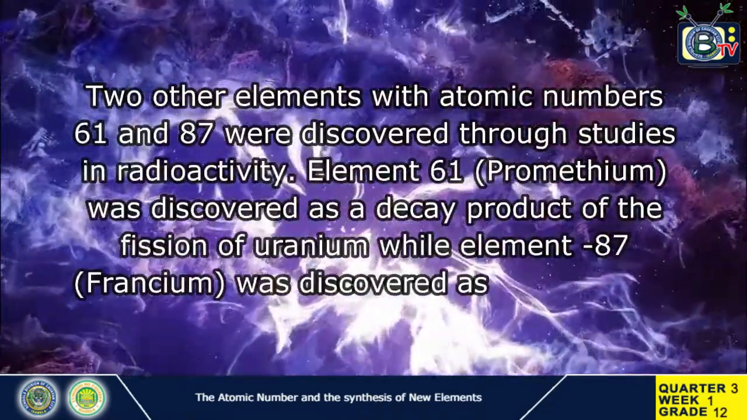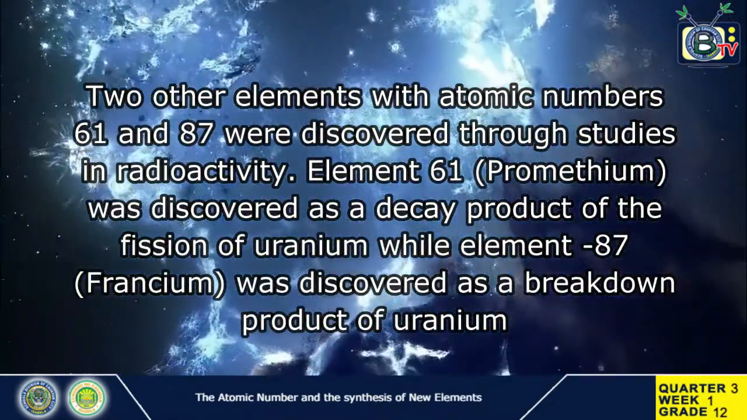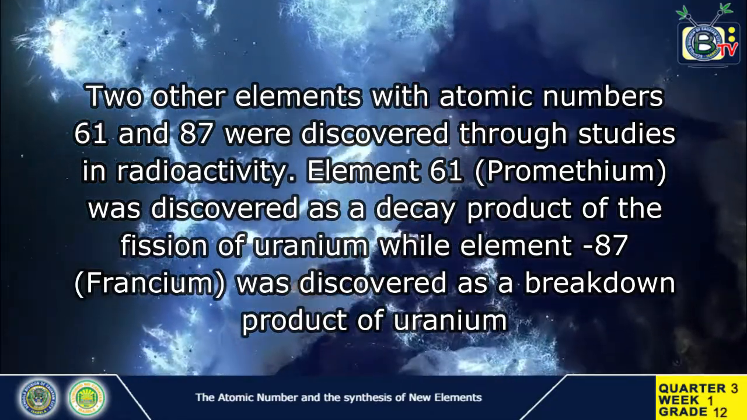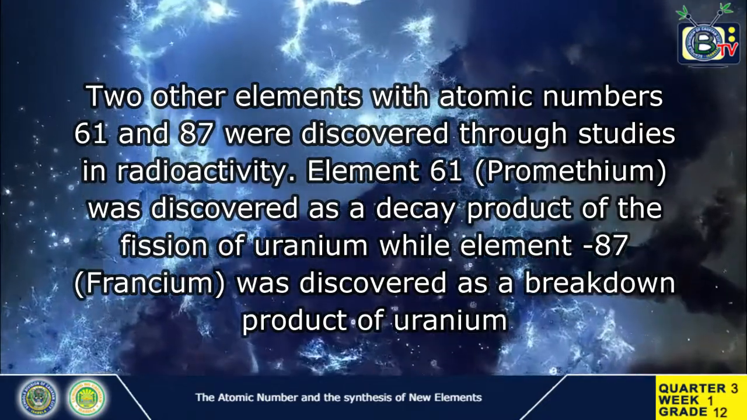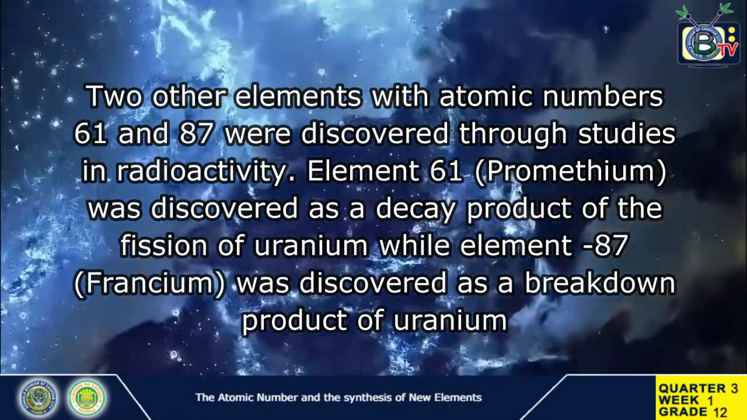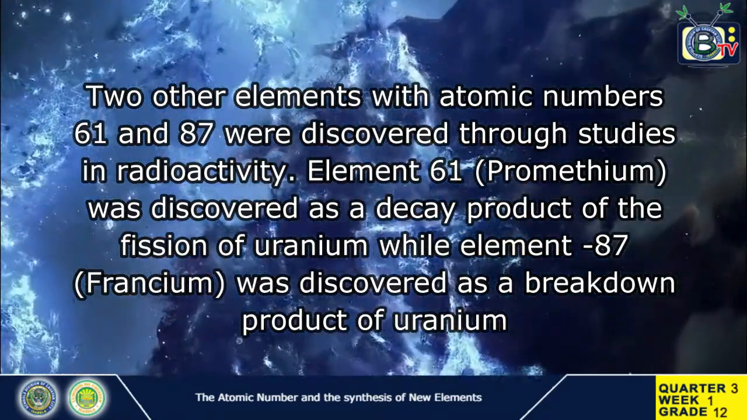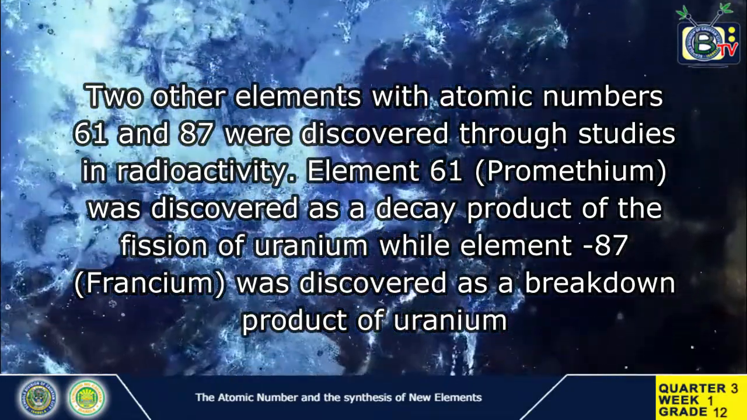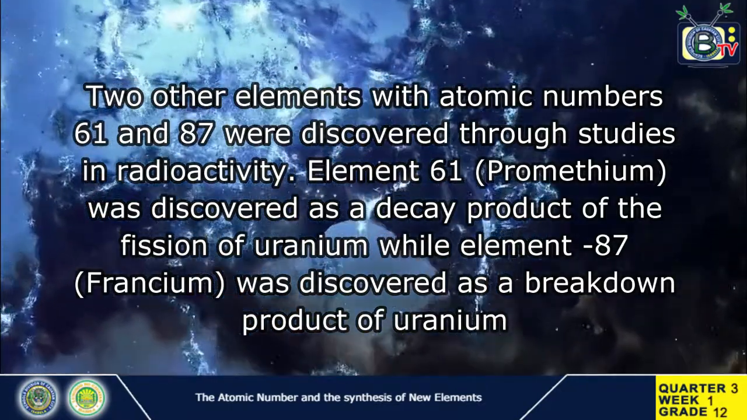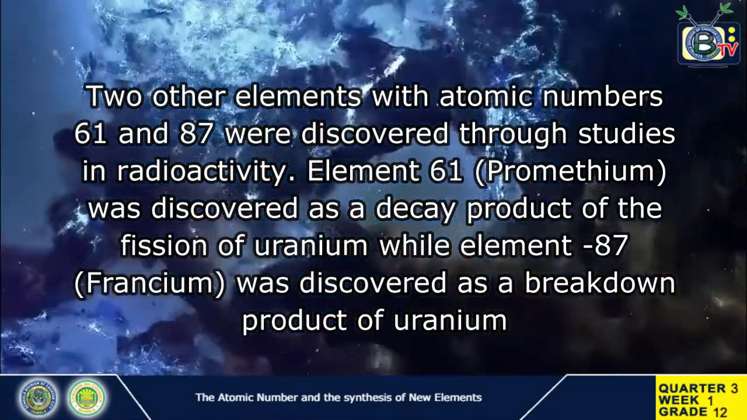Two other elements with atomic numbers 61 and 87 were discovered through studies in radioactivity. Element 61, or promethium, was discovered as a decay product of the fission of uranium, while element 87, or francium, was discovered as a breakdown product of uranium.